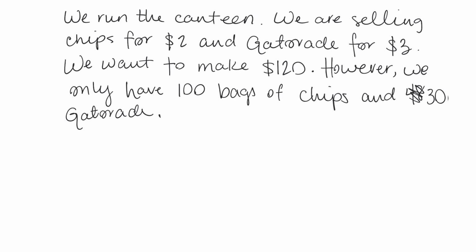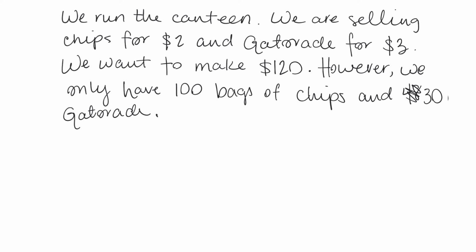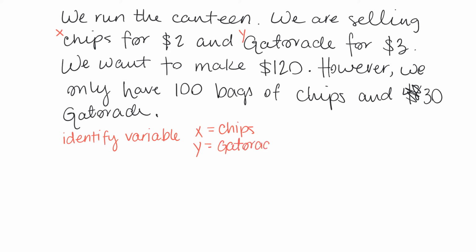Okay, so here's the thing. The first thing we need to do is write our inequalities. Actually, that's not true. We need to first identify our variables. All we're going to do is say X needs to be something and then Y needs to be something. So let's go ahead and do that. We're selling chips for $2. Chips came first, so let's make chips our X. Gatorade came second, so I'm going to make Gatorade our Y value.